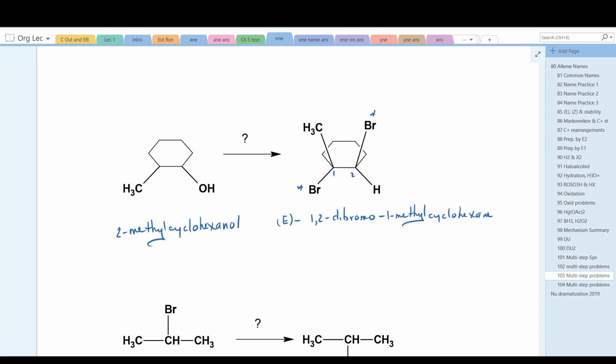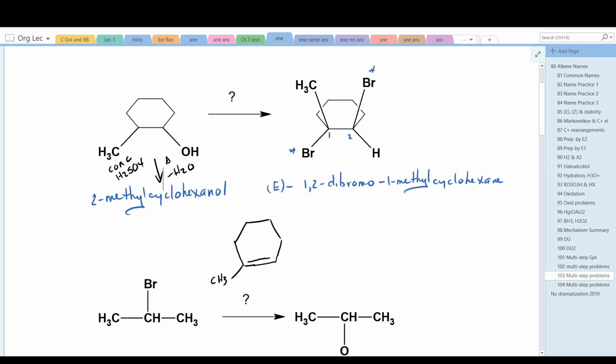How will we convert the alcohol to the dihalide? Well, not in one step, but what we can do, using concentrated acids such as H2SO4 and some heat, we lose water. We'll dehydrate the alcohol to an alkene. Notice that the more stable, more substituted Zaitsev product is formed as the major product.